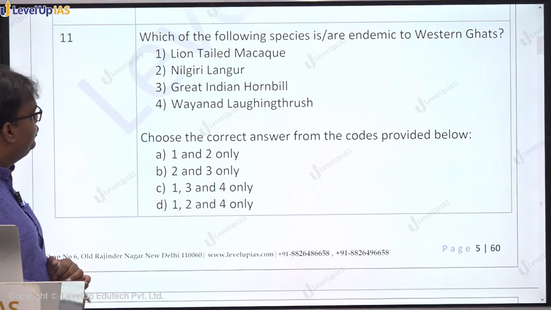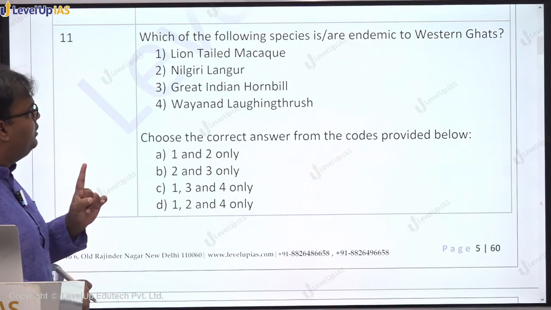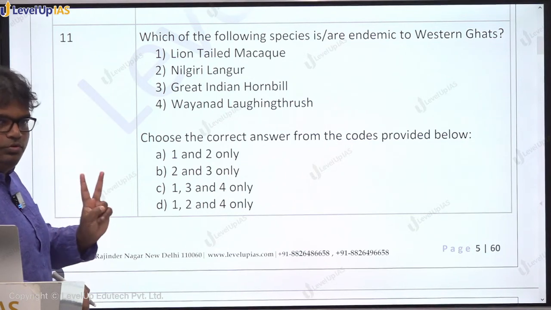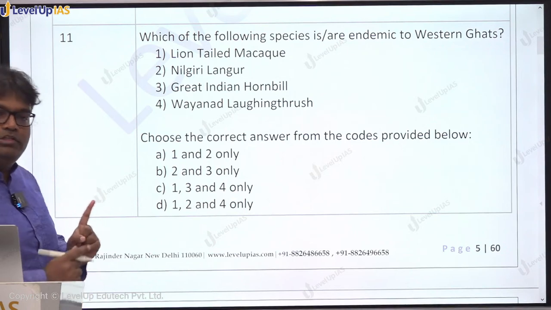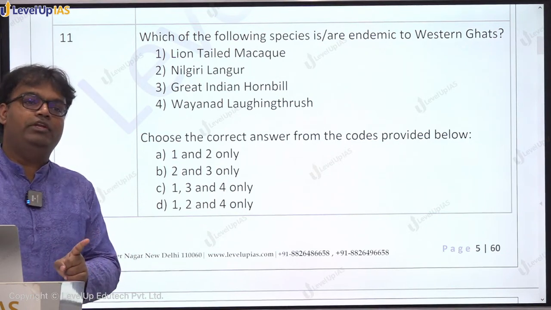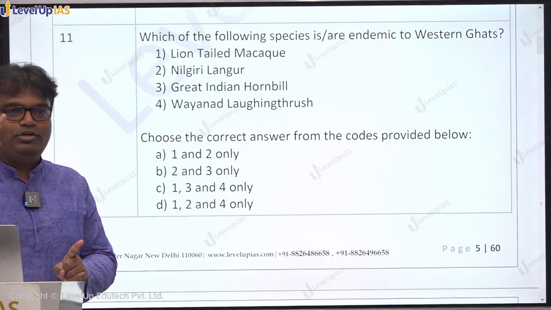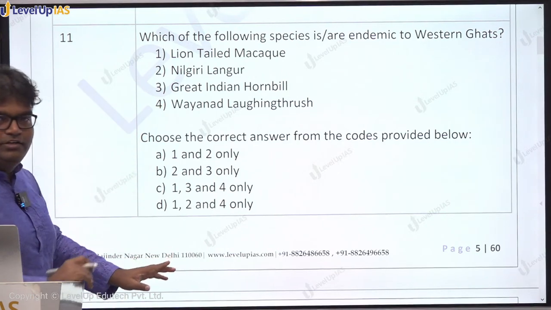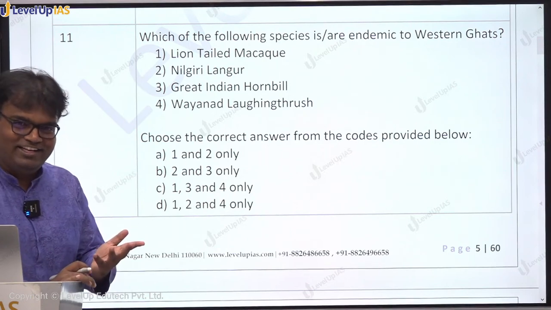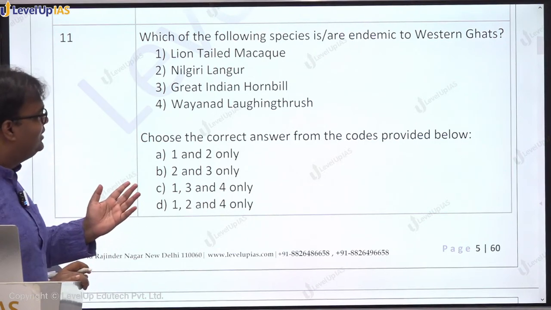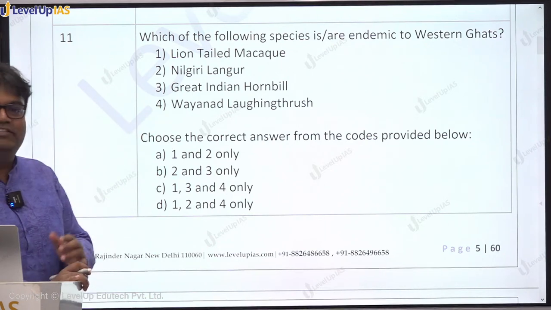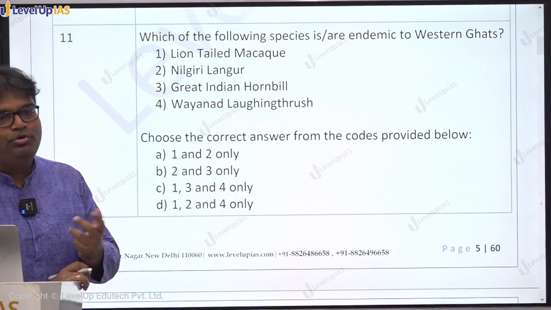A, 1 and 2. Okay. So, lion-tailed macaque is endemic. Nilgiri langur is also endemic. Great Indian hornbill is found in the Western Ghats, but it is also found in Northeast India. So it's not endemic. 3 is wrong. When 3 is wrong, we are left with A and D. So you took a guess, A. Right. But the answer is D. The Wayanad laughing thrush is a bird which is endemic to the Western Ghats only.